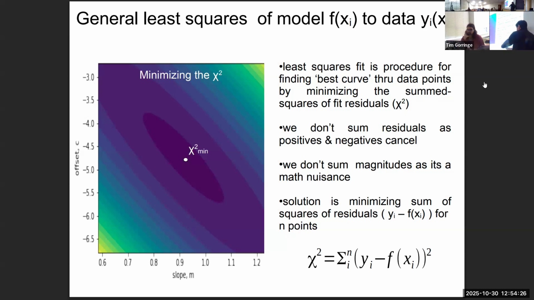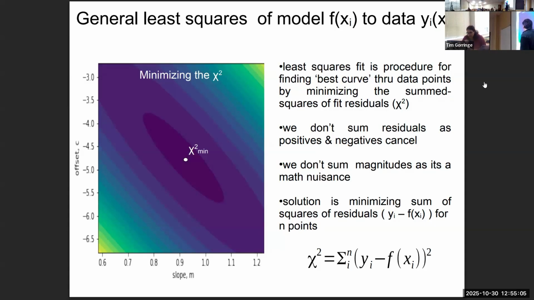It's not a function of the data points, right? The xi's and yi's are fixed. They've been measured. What chi-squared is a smoothly varying function of is the slope parameter m and the offset parameter c. And so here I imagine that landscape. This is the landscape of slope m horizontally, offset c vertically, and the color coding is the value of chi-squared.